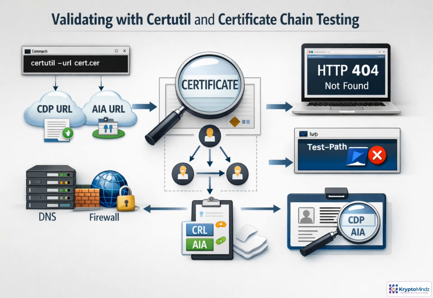Certutil gives you a repeatable way to prove where the problem actually is. Start with certutil -URL to see whether CDP and AIA URLs can be reached and which ones fail. Then run certutil -verify to watch how the chain is built and how revocation is checked. If URLs fail, confirm HTTP access with a browser or PowerShell. Finally, inspect the certificate extensions to ensure new certificates are publishing the correct locations.